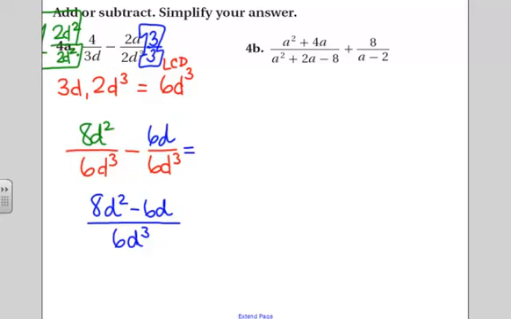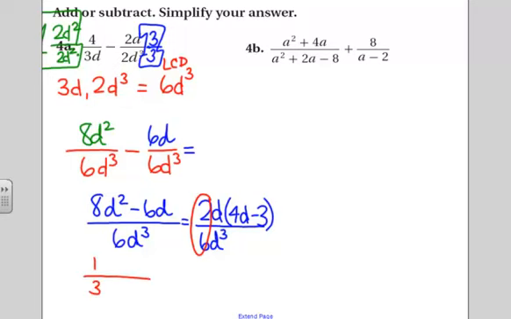And now we need to see if we can simplify. So on the top, we can factor out a 2 and a D, and we are left with 4D minus 3. And then on the bottom, we can't really factor anything out, so we're just going to leave it as 6D cubed. And now let's see what we can factor on the top and the bottom. So these two right here can simplify. So I'd get 1 on the top and 3 on the bottom.